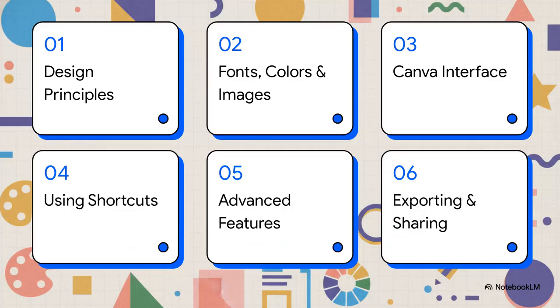Okay, here is our roadmap for today. 1. Core graphic design principles. 2. Fonts, colors, and images. 3. Navigating the Canva interface. 4. Creating and using shortcuts. 5. Advanced features and collaboration. And finally, 6. Exporting and sharing designs.